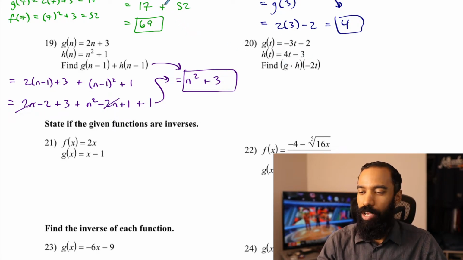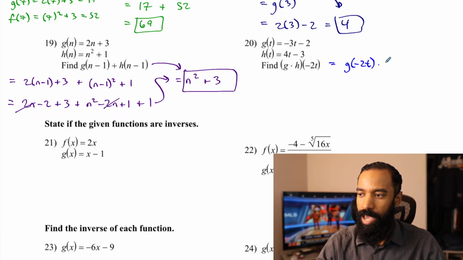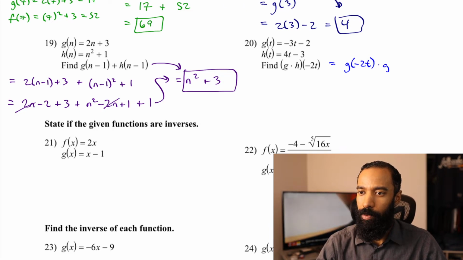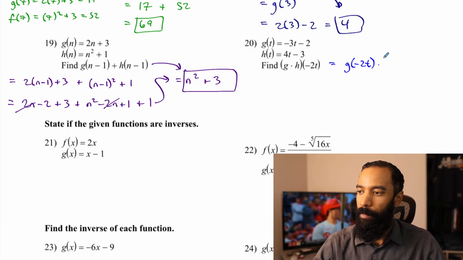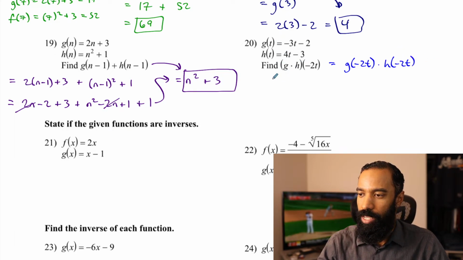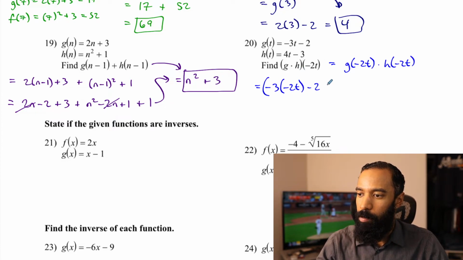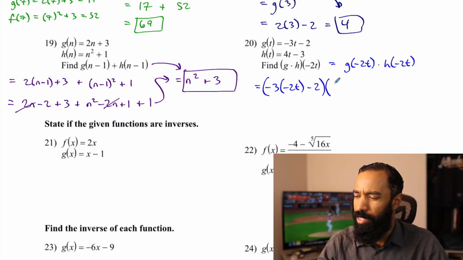All right, G times H of negative 2t means G of negative 2t times H of negative 2t. Okay. G of negative 2t is going to be negative 3 times negative 2t, that's replacing t, minus 2. And then we're going to multiply that with H of negative 2t. If you want to do these as separate steps, you can, and then multiply them after. But it's still going to be a binomial times a binomial, it looks like. H of negative 2t, that's 4 times negative 2t, that's replacing t, minus 3.